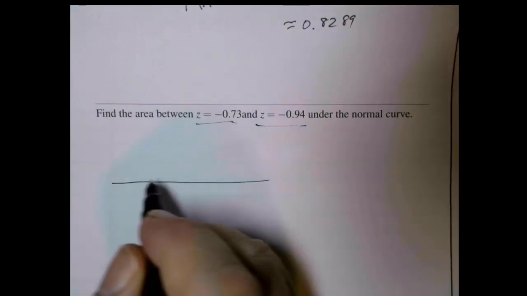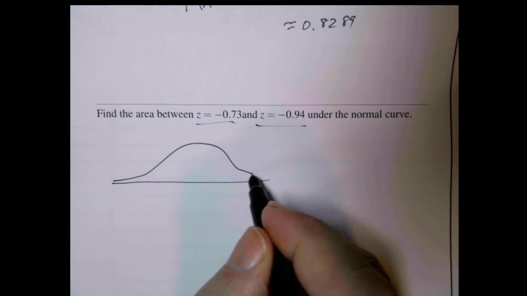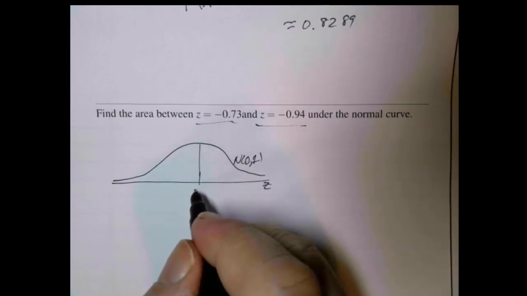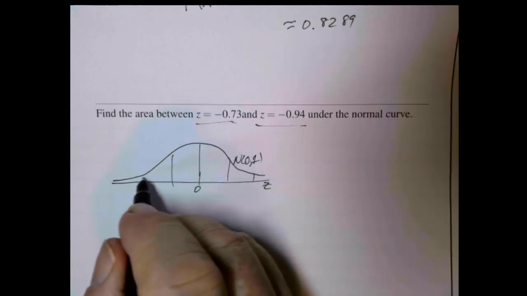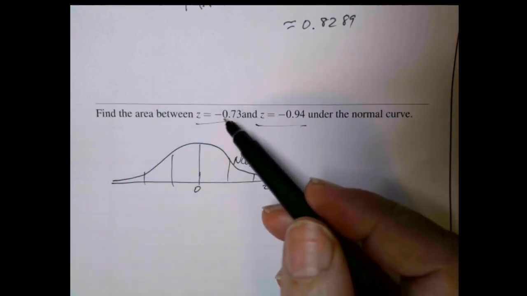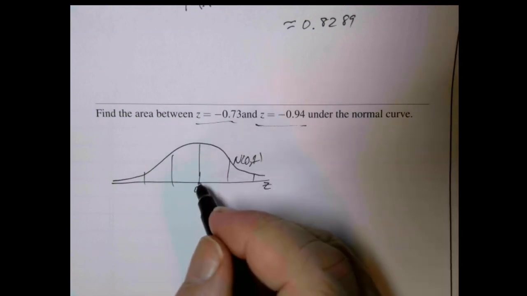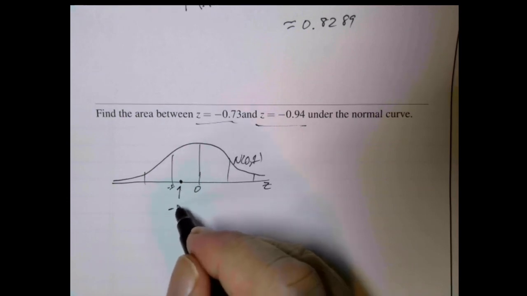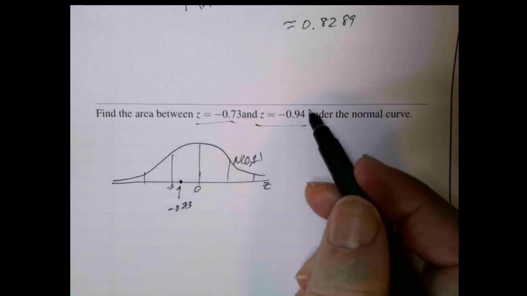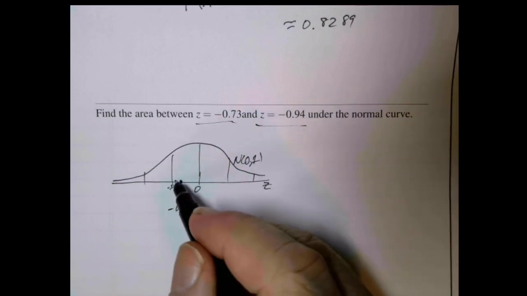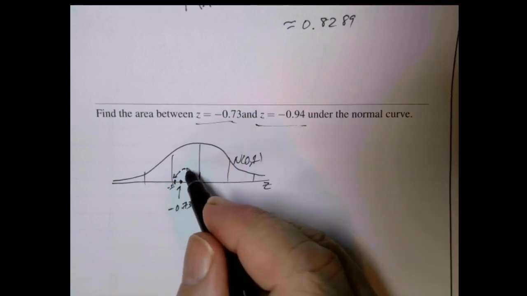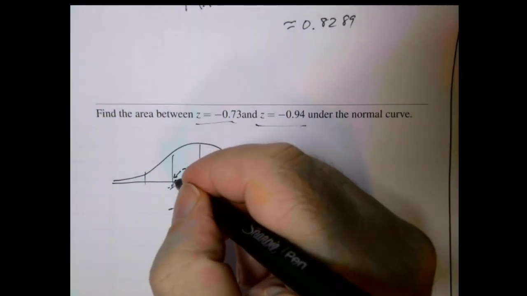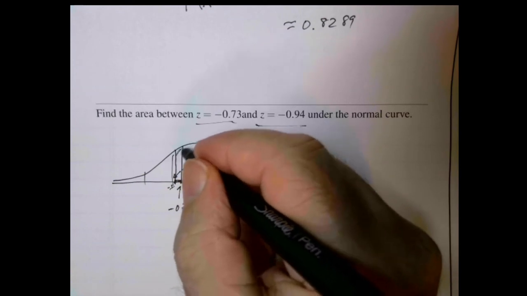Well, let's just draw a normal curve. Right, in this case, it's just the z curve. Okay, so the middle is 0. Good enough. All right, what are the 2 points? Negative 0.73, that'd be about, this is negative 1, so it'd be about 3/4 of the way to that. This is negative 0.73. And the other one is negative 0.94, which is almost 2 minus 1, so this is negative 0.94. Okay, so I'm looking for the area over this interval here. That's the area I'm looking for.